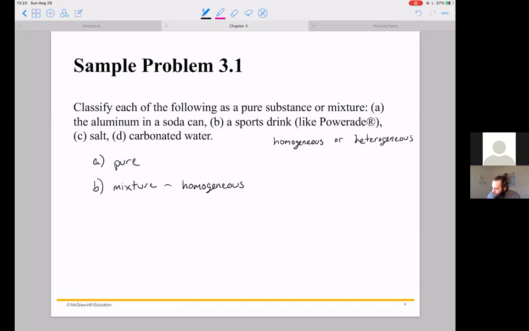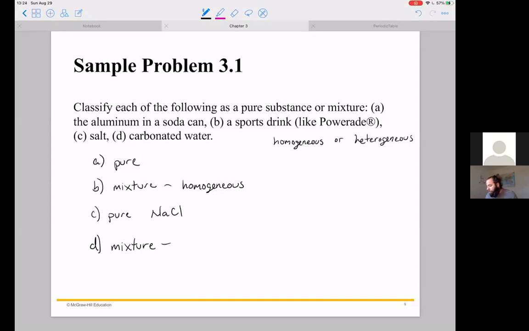Okay. Salt, what would table salt be? So table salt is composed of a pure substance, NaCl, sodium chloride. And we'll talk a lot about ionic compounds later in this lecture. But yes, that is a pure substance. And what about carbonated water? I actually got some right here. We can see that that is a mixture.